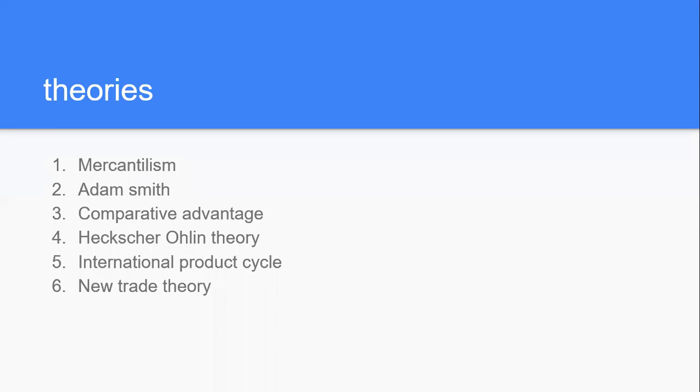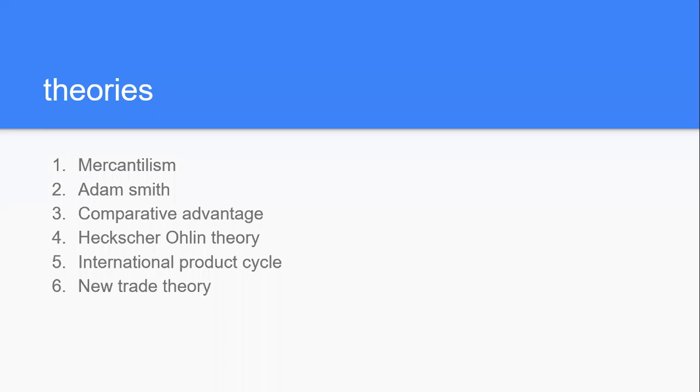Okay, we'll move to Ohlin's theory. This theory was developed in 1919, but improved by students in 1933. They're two different people. Ohlin developed the theory in 1919, but the theory was improved by students in 1933.